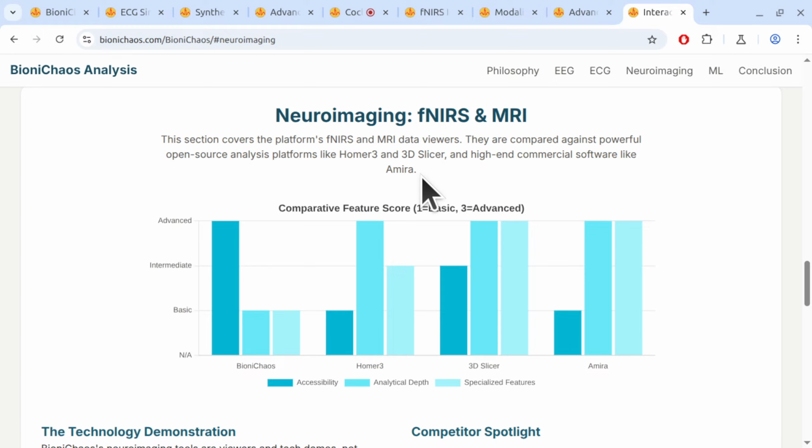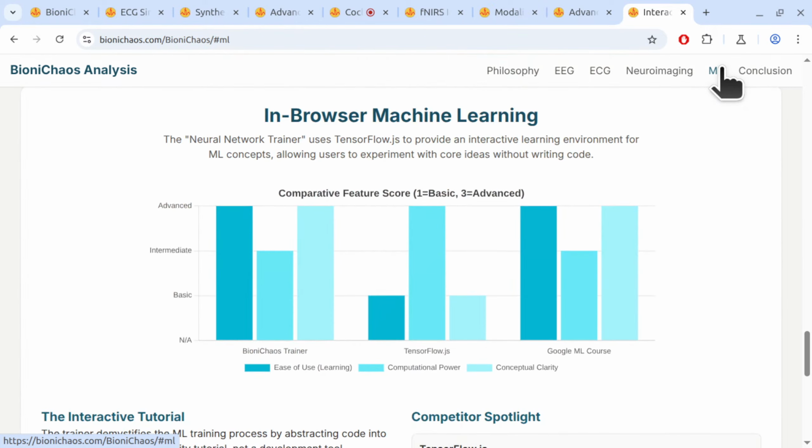Yeah. But then we got to the in-browser machine learning section. And here, things looked a little different. What was your take on the Bionic Chaos trainer data? Yeah, that was quite interesting, a bit of a curveball, because the trainer scores advanced not just for ease of use, which we'd expect by now, but also for conceptual clarity. And that's a really distinct advantage, especially when you're wrestling with tricky concepts, neural networks, data pipelines, that sort of thing. Conceptual clarity. Yeah.